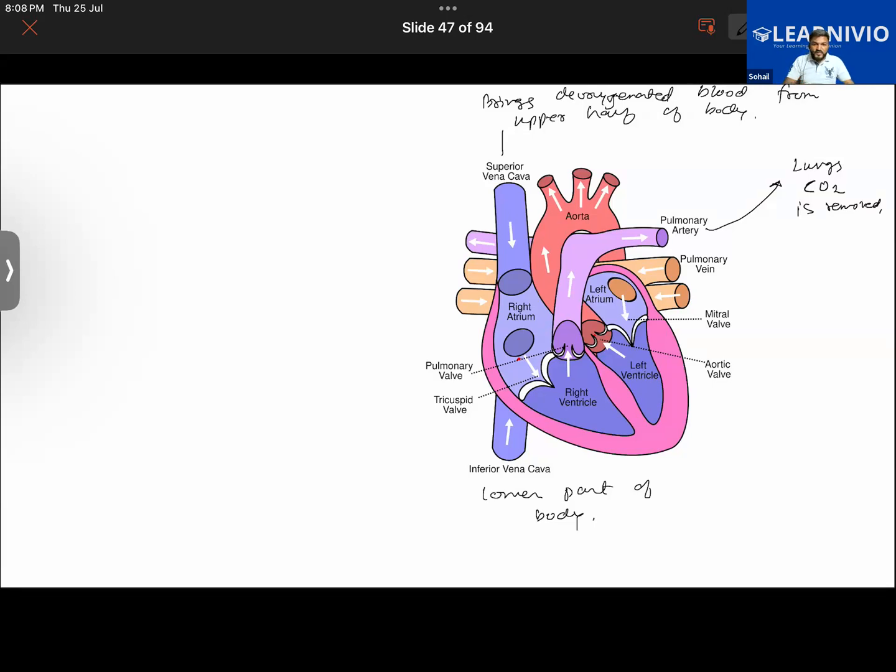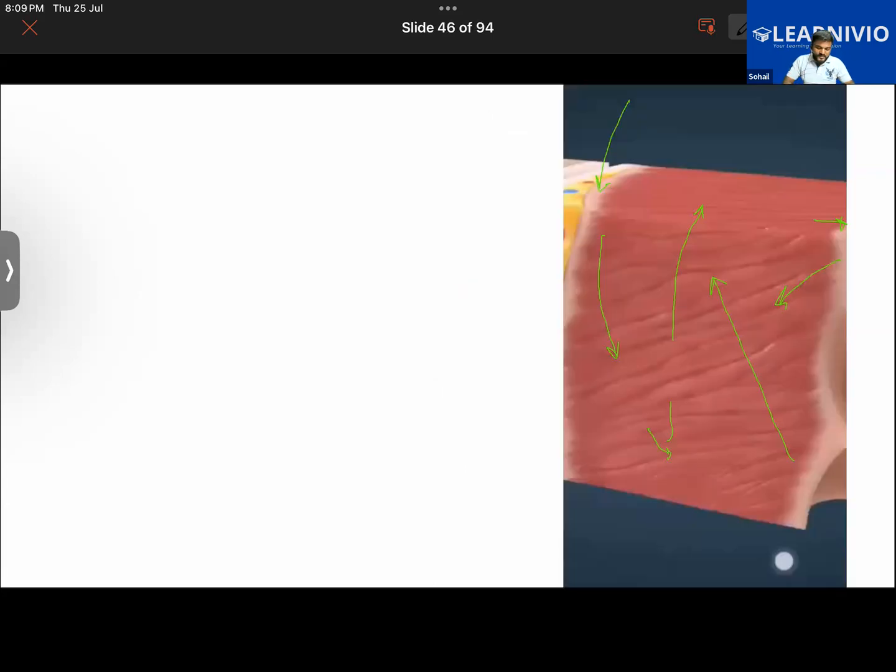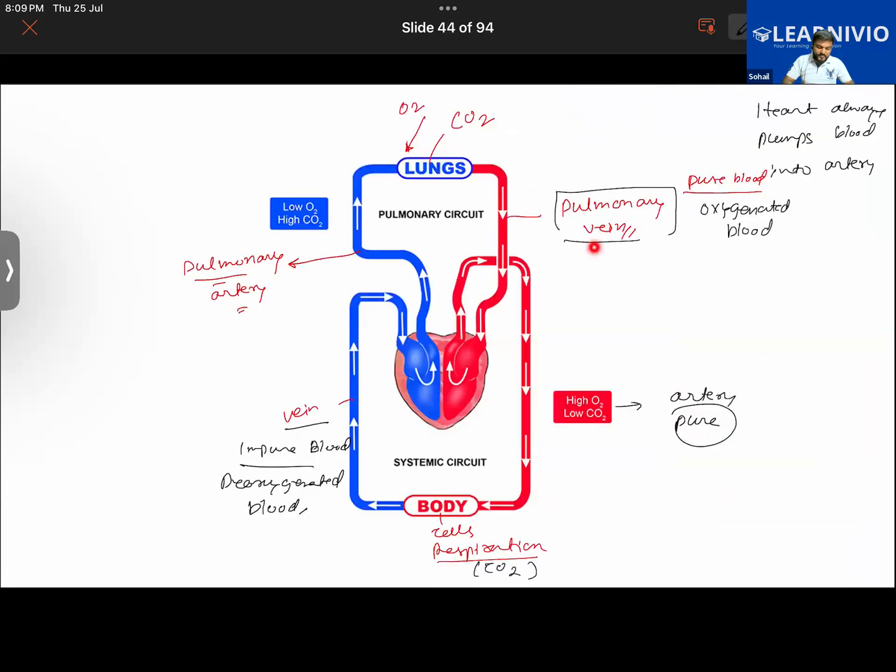Okay. So we have learned about this deoxygenated blood and the right part of the human heart. Now let us understand about the left part of the human heart. First of all, you tell me, what did we learn about the pulmonary vein? What kind of blood does it carry? Sir, pure blood. Or oxygenated blood. Oxygenated blood.